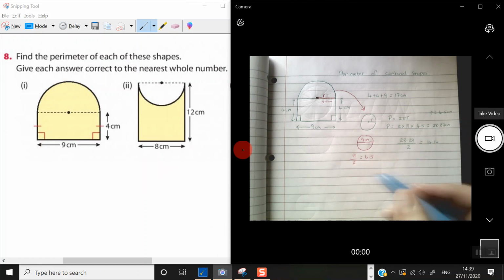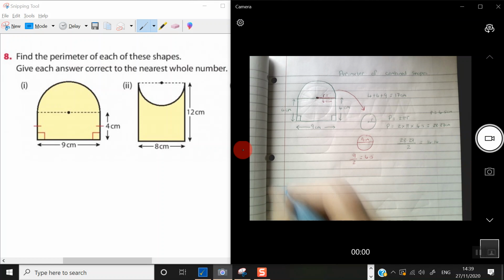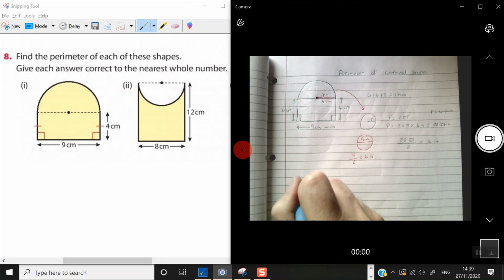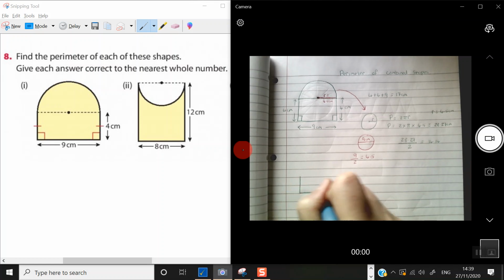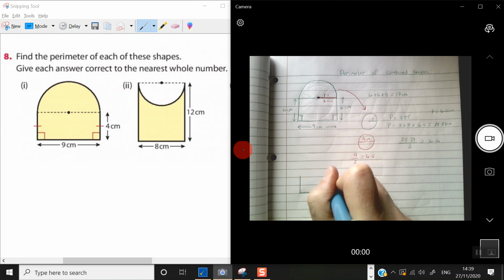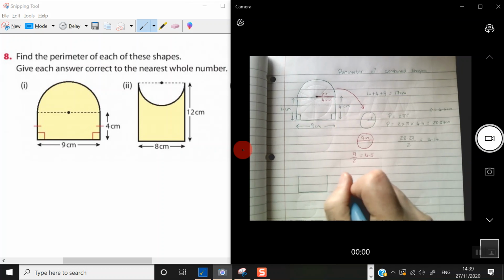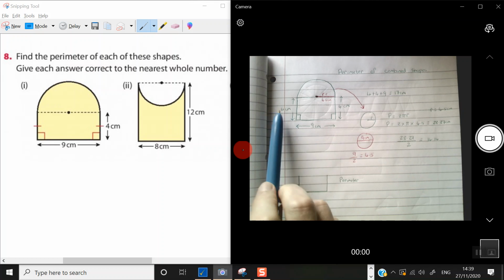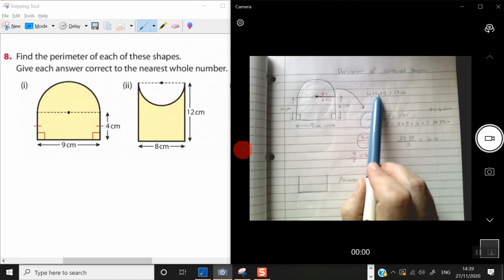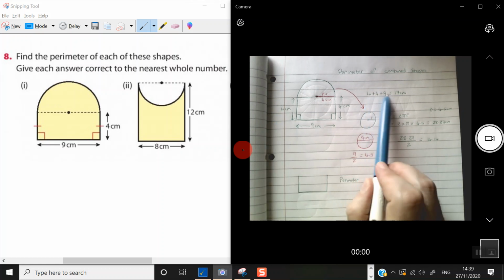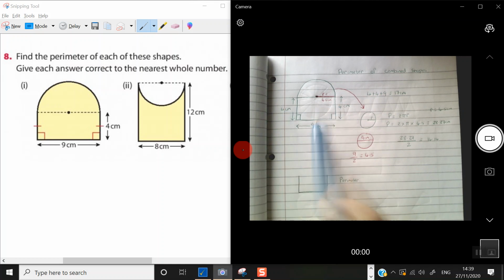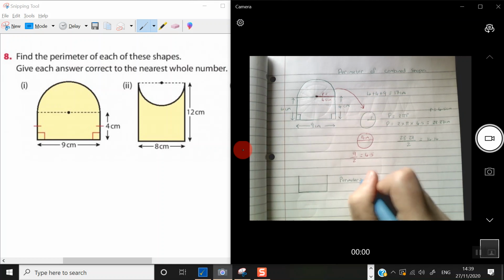So the way we can think about it then is, we have two shapes. We have this shape here, something like that. That's just this bottom part. And the perimeter of this shape is just what we've done here, 4 plus 4 plus 9. So the perimeter of that is just equal to 17 centimeters.